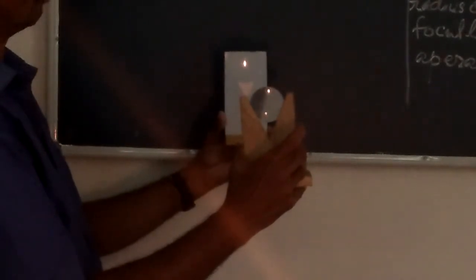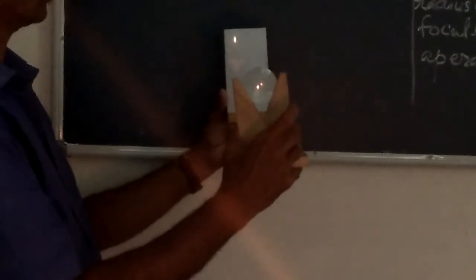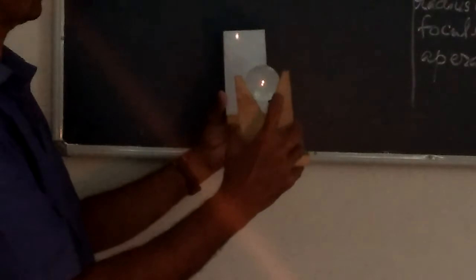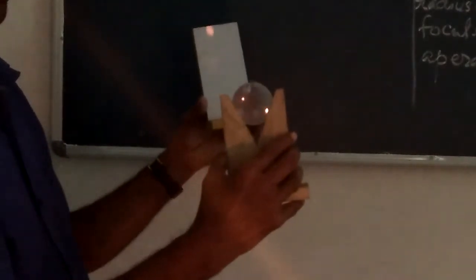To get it more accurately, if you focus the light from the sun with this lens and get its image on the screen, then the object is at a very, very large distance, and the image will form exactly at the focus. So the distance from the lens to the focus is the focal length. Now this distance we get approximately as 20 centimeters.